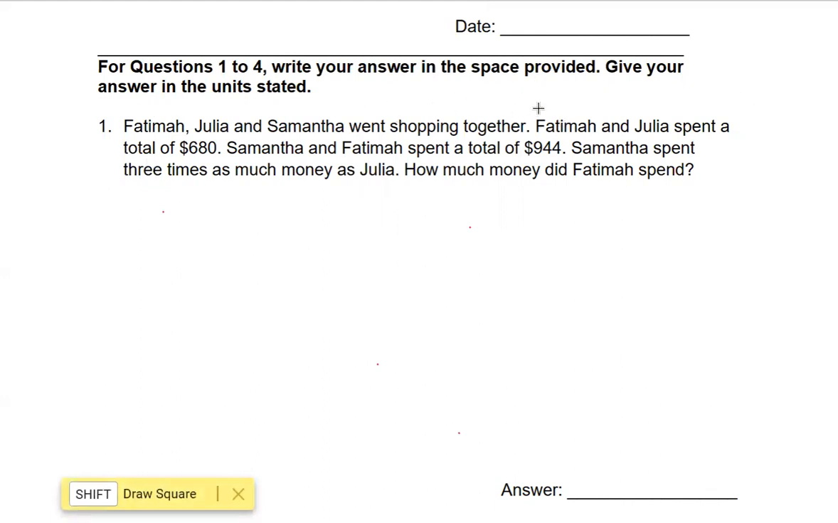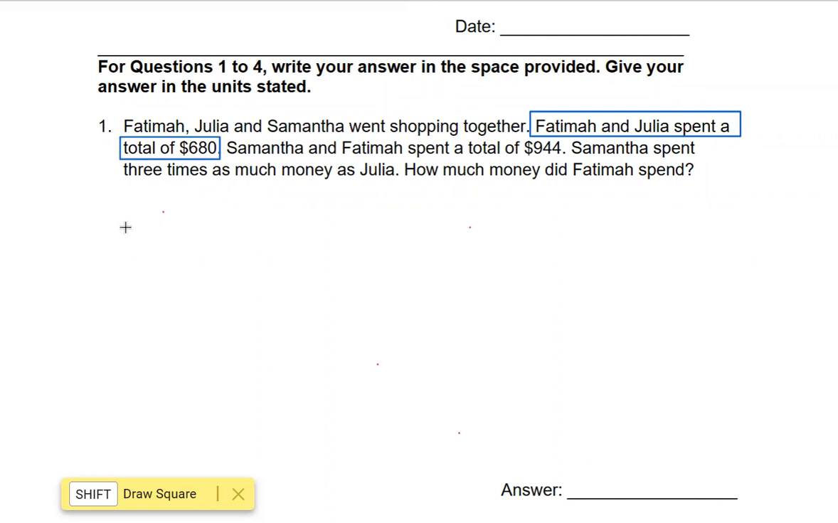Again, the first sentence doesn't have much information. Fatima, Julia, and Samantha went shopping together. This has no information there. So the next useful sentence to draw would be this, right? Fatima and Julia spent a total of $680. Now, how do we draw this?